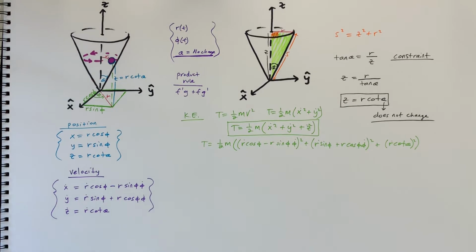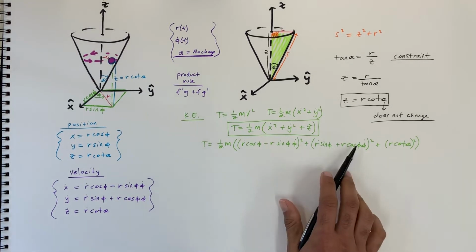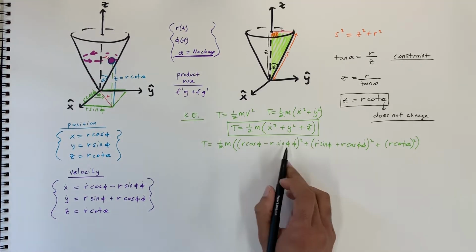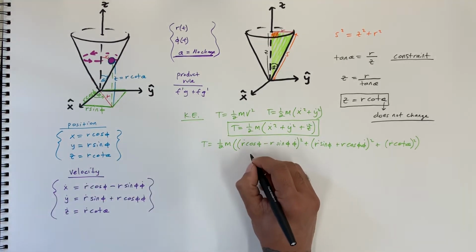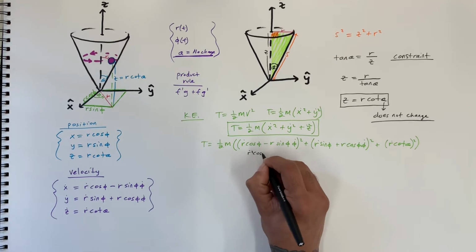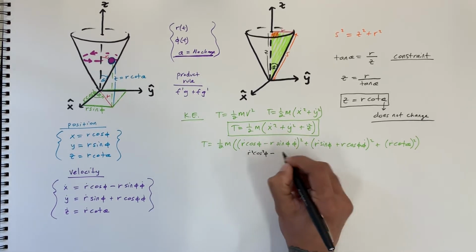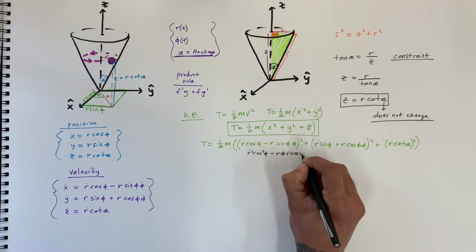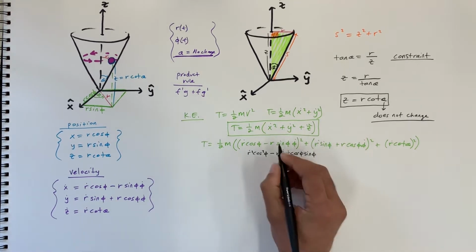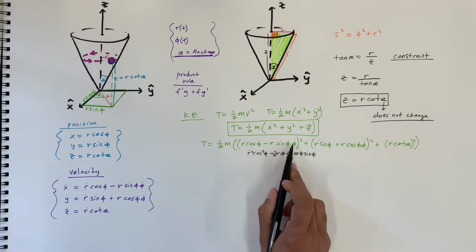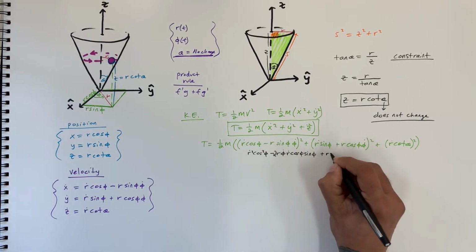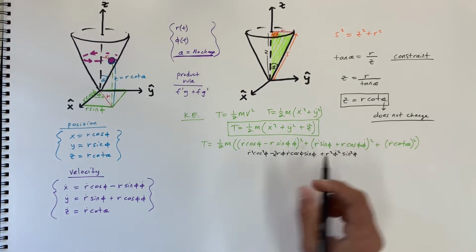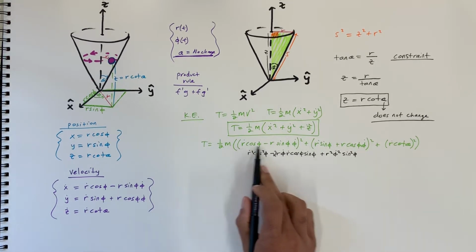Okay, so let's simplify this inside here, and I'm going to do it in a different color so that we don't get confused. I'm going to do this here first. So we're going to have r dot squared cosine squared phi minus 2 r phi dot r dot cosine phi sine phi, and then this last term here is going to be plus r squared phi dot squared sine squared phi. That's all from this first term here.